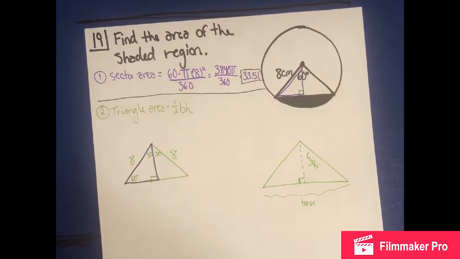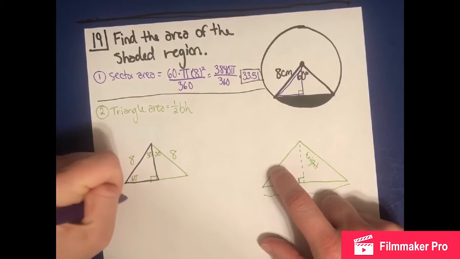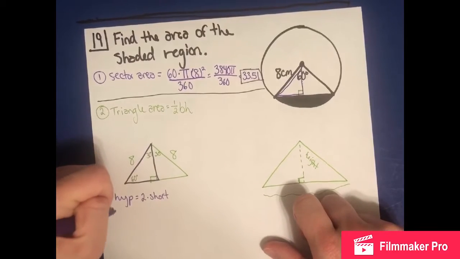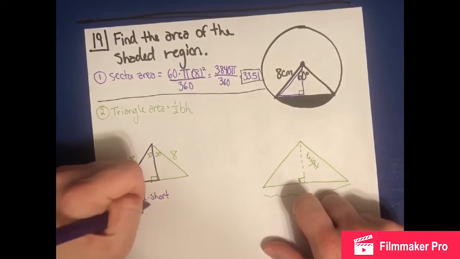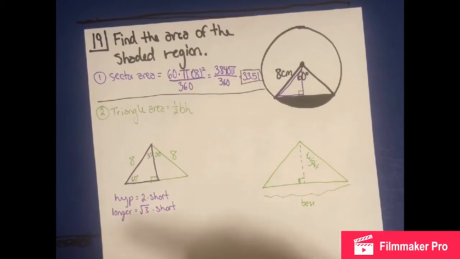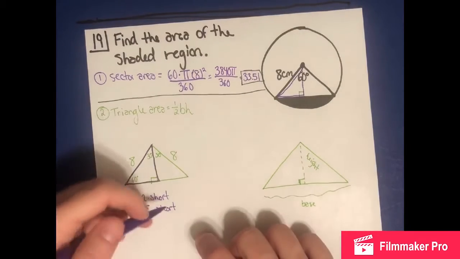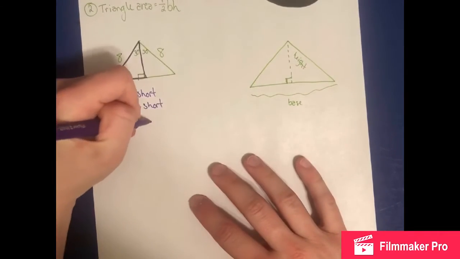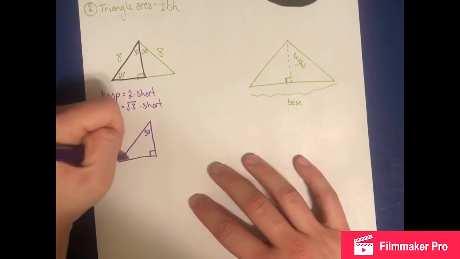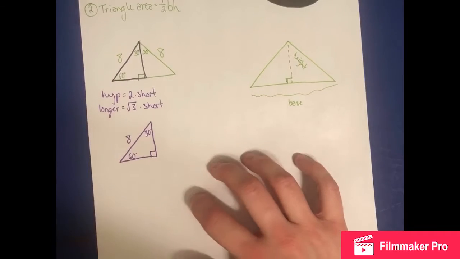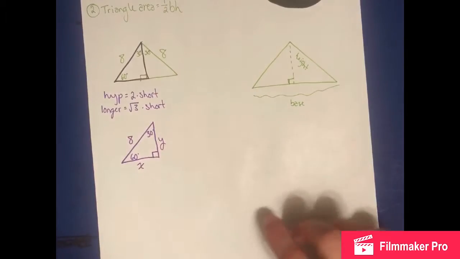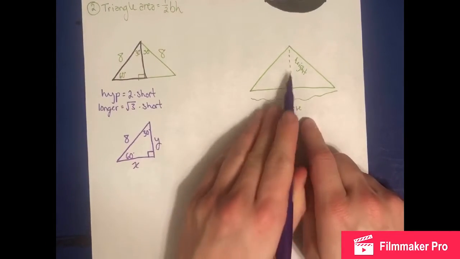So I'm going to go back and use my rules for 30-60-90 triangles. So I have hypotenuse equals 2 times short, and longer equals square root of 3 times short. I'm going to actually redraw this right underneath. I know, a lot of redrawing. So I have 90, 30, 60, 8. I'm going to put X and Y here. If you can tell, over here would be X, here would be Y.